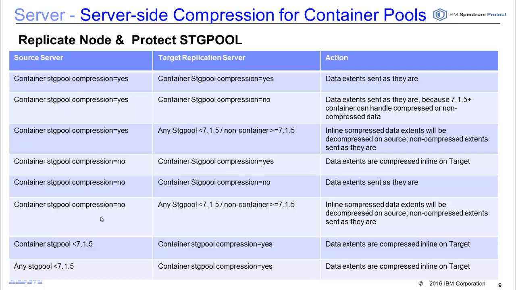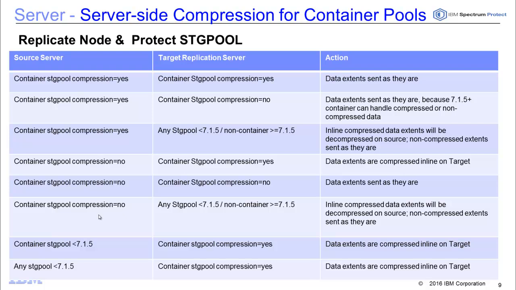The third thing to keep in mind is that in container storage pools, even when compression is turned on, there will be some data in there that's not compressed. Remember, if it grew, if the data was already compressed or already encrypted, or if it was metadata information, or if it was data that was written prior to us turning compression on. So with those couple things in mind, when you go to replicate, it's going to be the target server that determines what happens with the data.